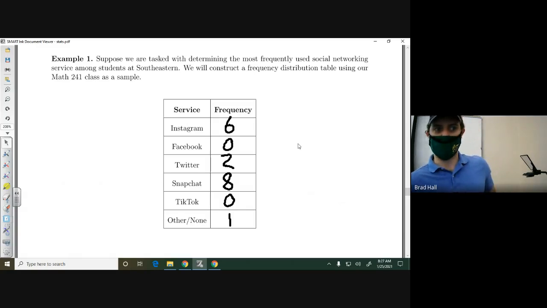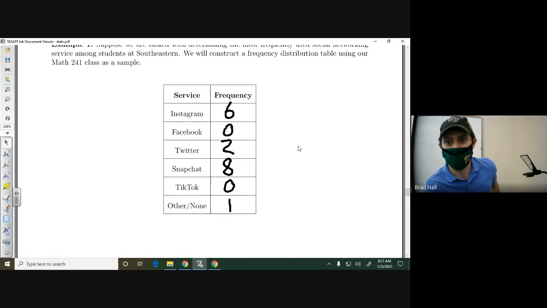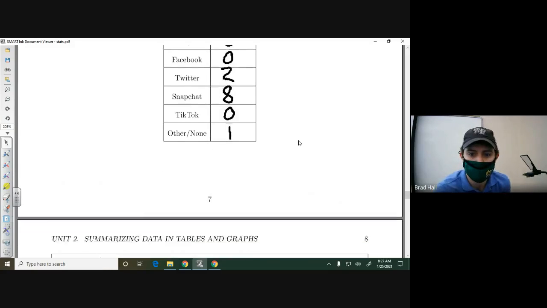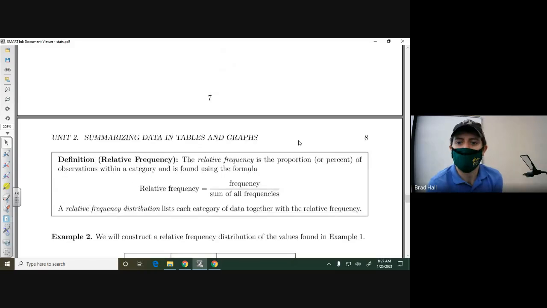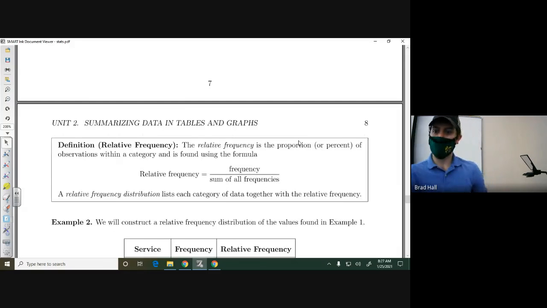We're going to come back to this. We're going to bring up these numbers again. But yeah, that's a frequency distribution. That's it. Pretty simple, right? Cool. Now we're going to move on to relative frequency.